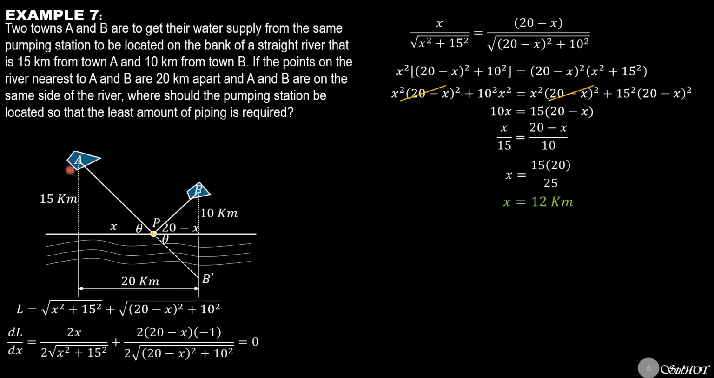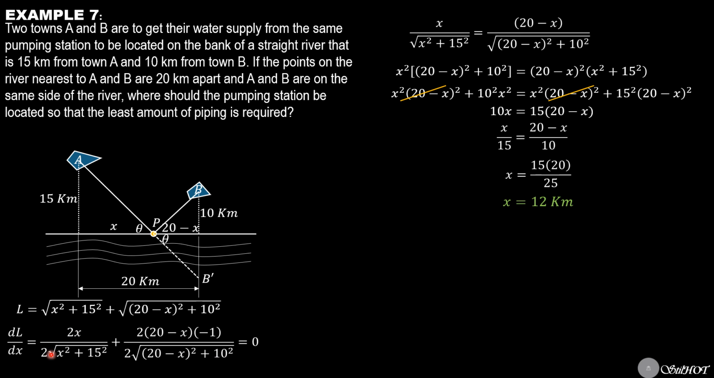So the length is, for this case, square root of x squared plus 15 squared. For that length, P to be square root of quantity 20 minus x squared plus 10 squared. So differentiating, because length is a function of x alone, so derivative of square root of u, remember, is the derivative of u, derivative inside, divided by 2 square root of u. Same is true with that. So derivative of x squared is 2x over 2 square root of u, plus derivative of this another square root of u, derivative inside 2 quantity 20 minus x times negative 1 for derivative of negative x, all over 2 square root of quantity 20 minus x squared plus 10 squared.